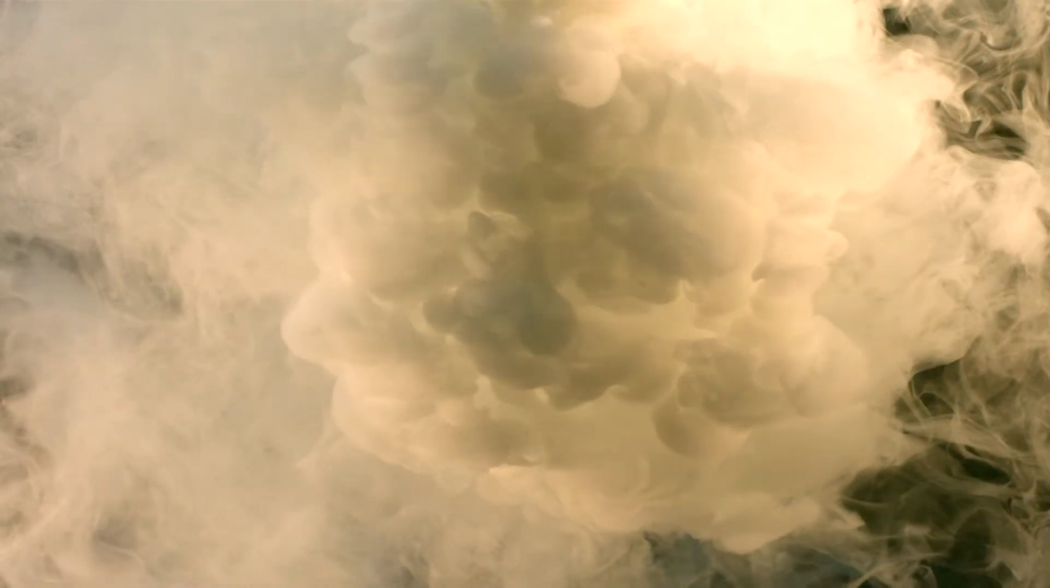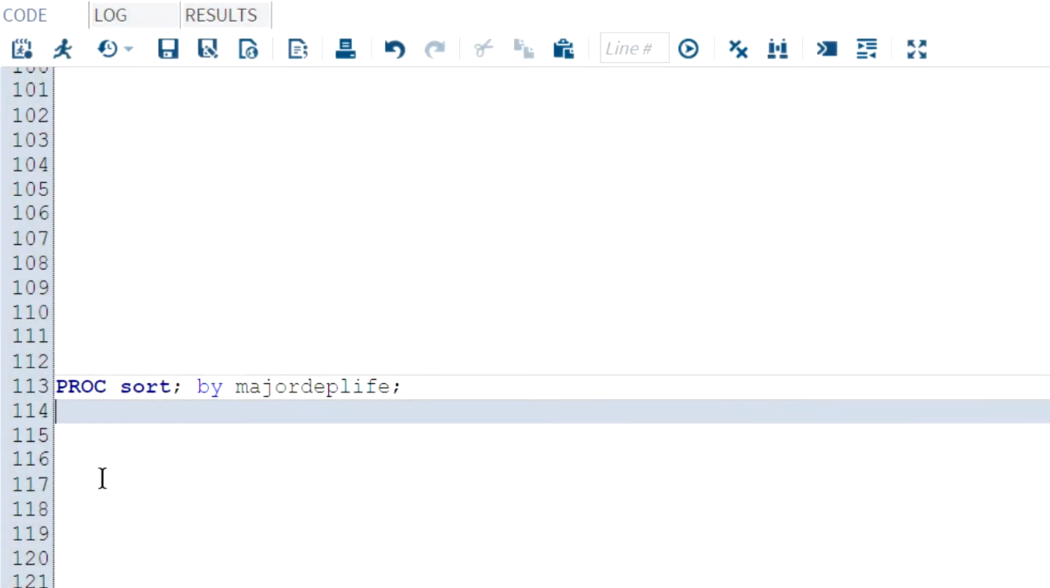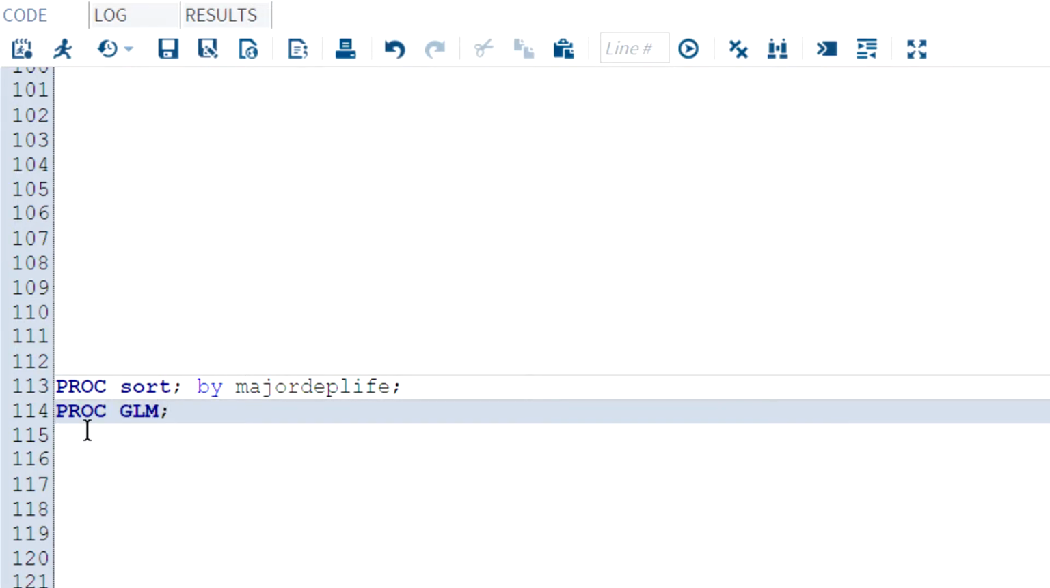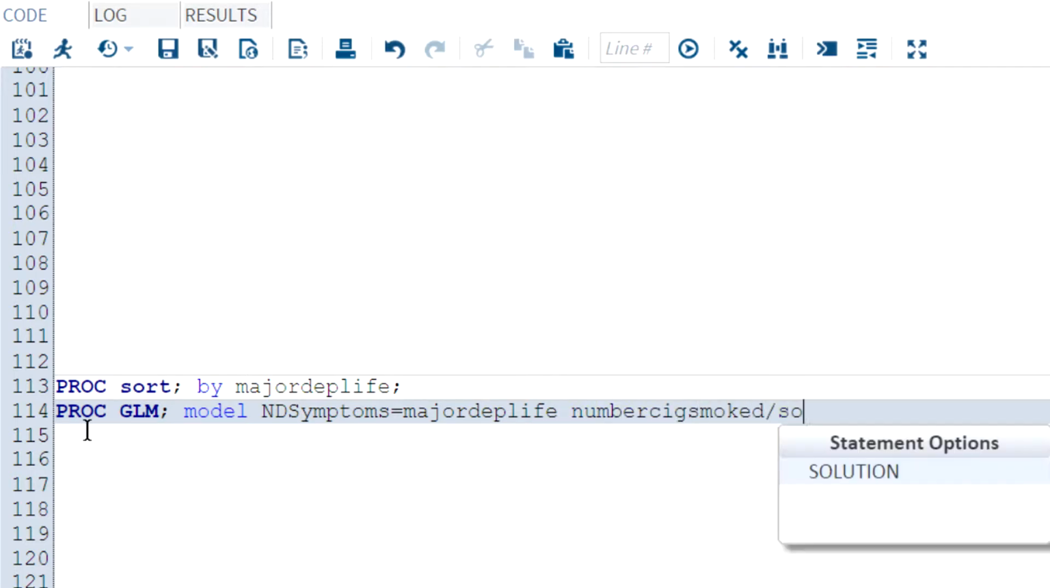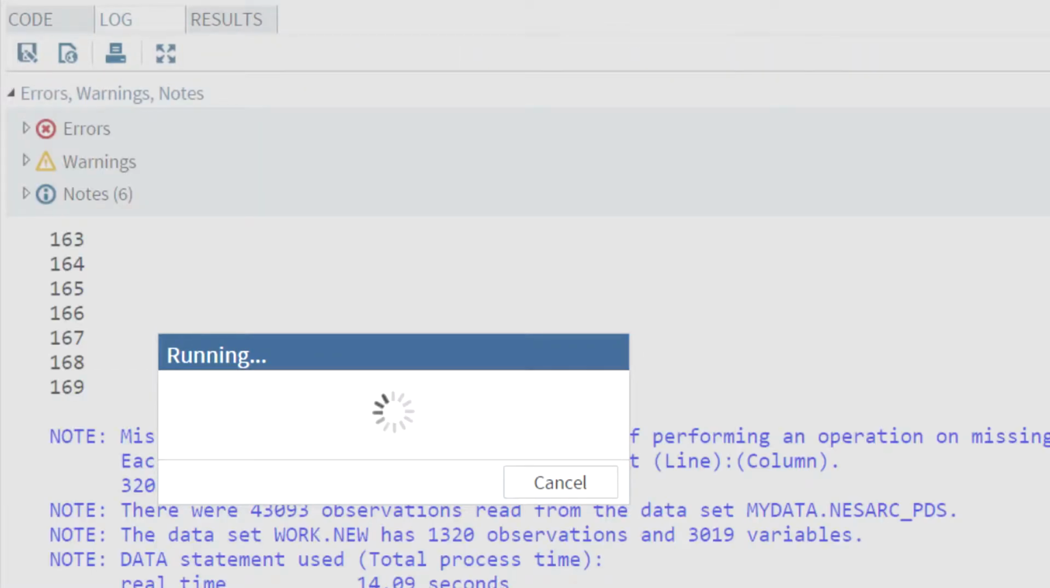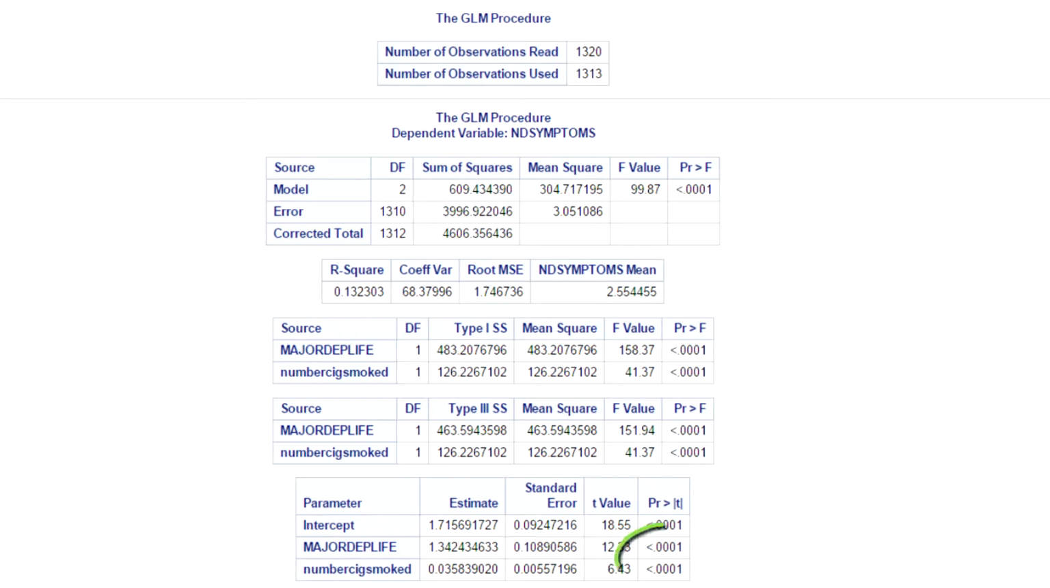To evaluate whether this is true, I add number of cigarettes smoked per day to my model. Proc GLM, model ND symptoms equal to major dep life, number cigs smoked, / solution. Here's the output. We examine the p-values and parameter estimates for each predictor variable, that is, our explanatory variable, depression, and our potential confounder, number of cigarettes smoked.